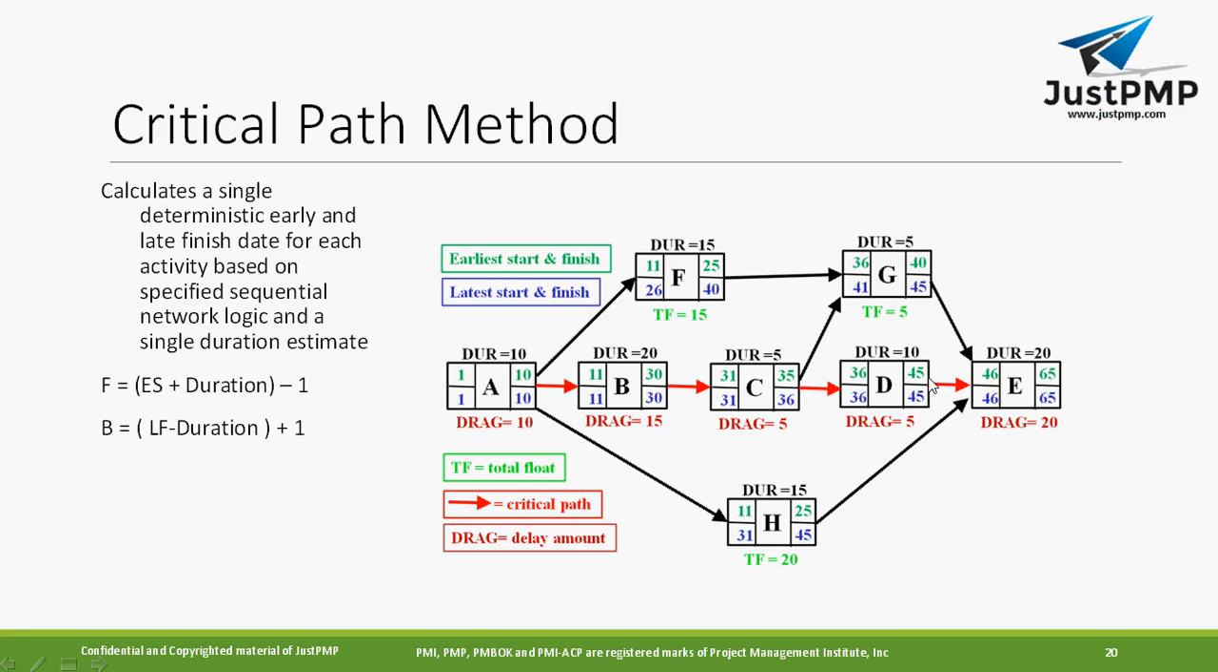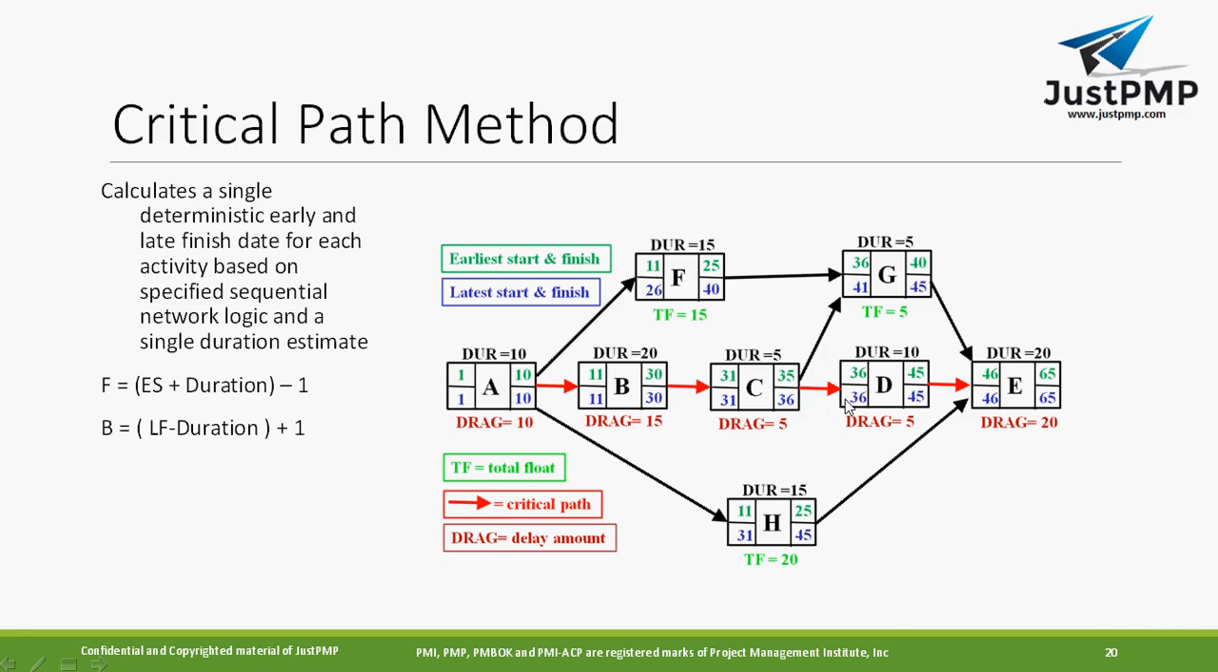So the thing is that now here we go backward. This one, you understood, right? Here B has 11, so that's why it becomes 10. Let's take this arrow first. Here it is 46. This is the latest finish date, and the duration is 10. 45 minus 10 is 35. 35 plus 1 is 36. That is the latest start date.